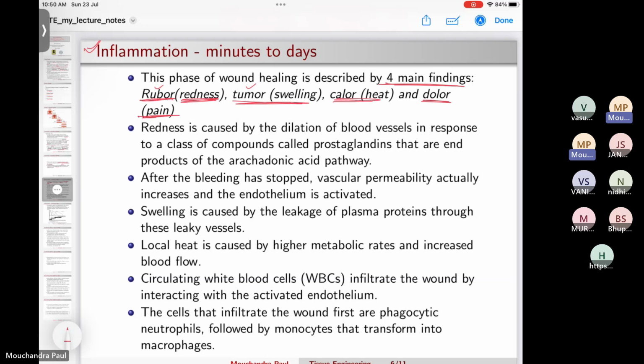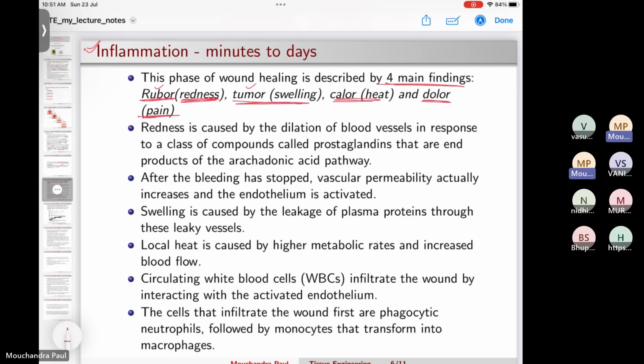Now, hemostasis takes minutes to complete, whereas inflammation, if the wound area is very large, or if the injury is too deep, can take days as well. If it's a small cut or something like that, the inflammation can finish in minutes. So why does redness happen? This redness happens because the blood vessels get dilated.